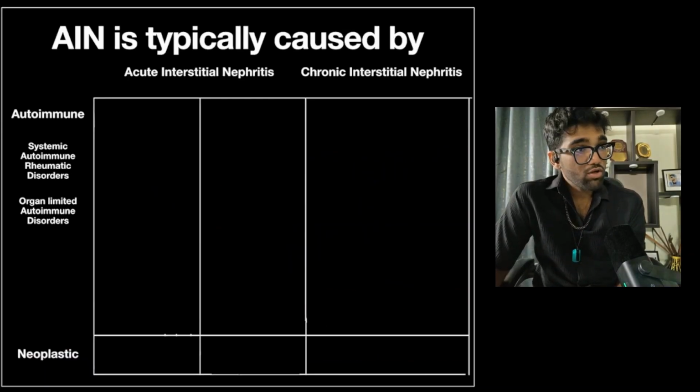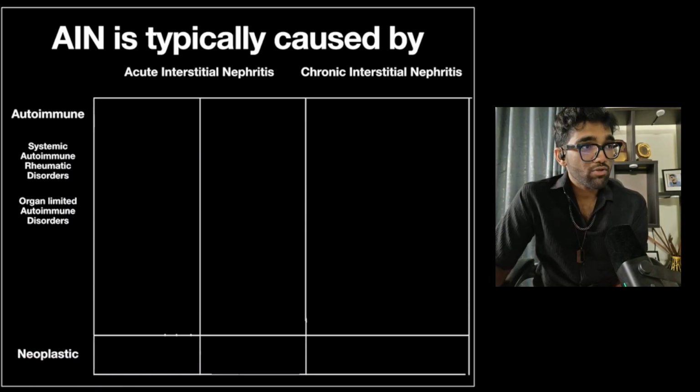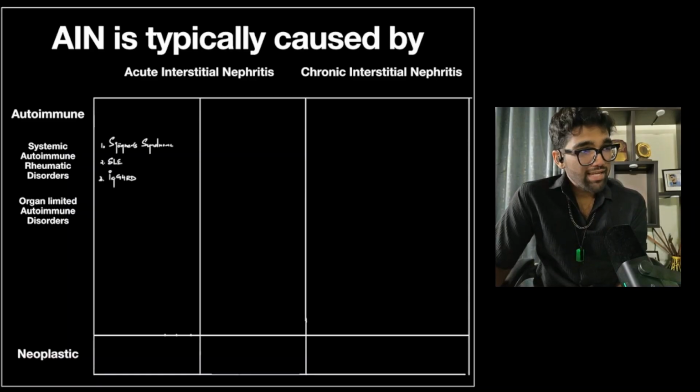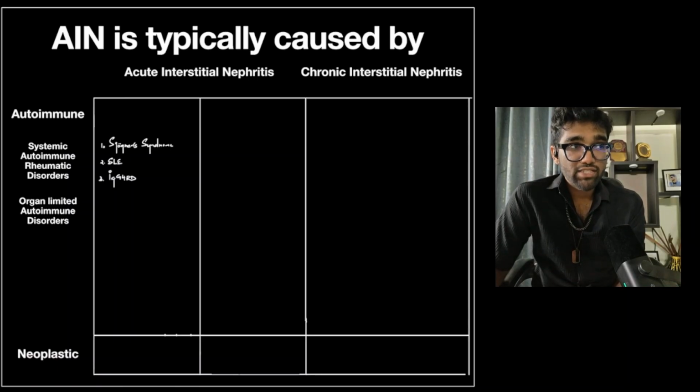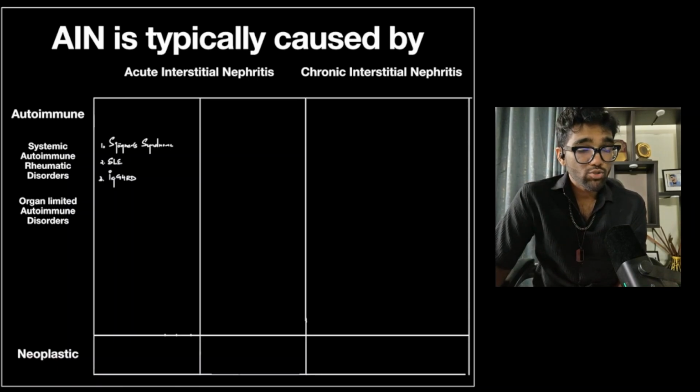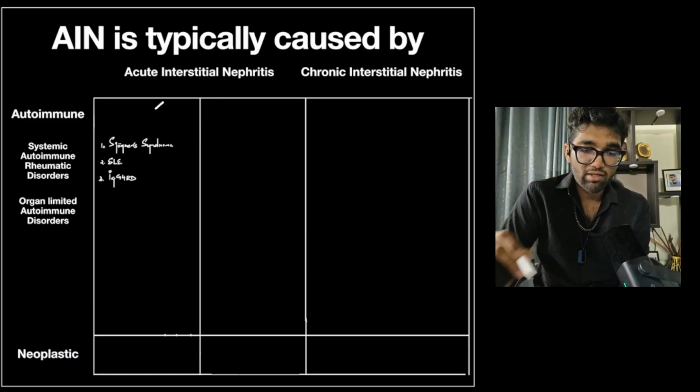Now, coming to the causes, as in the etiologies or the primary diseases that result in these two pathological processes within the renal interstitium, I like to divide these causes as per the general headings under which they naturally fall. So that would be autoimmune diseases and neoplastic disorders, and among autoimmune diseases we have systemic autoimmune rheumatic diseases, and organ limited autoimmune disorders. So acute interstitial nephritis due to interstitial infiltration within the kidney causing secondary tubular damage. So that is what this column is.